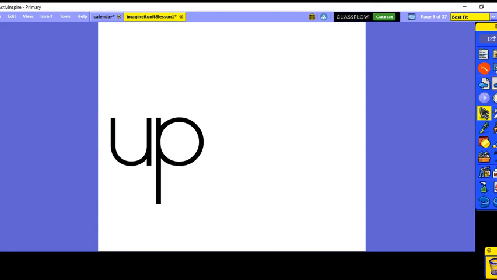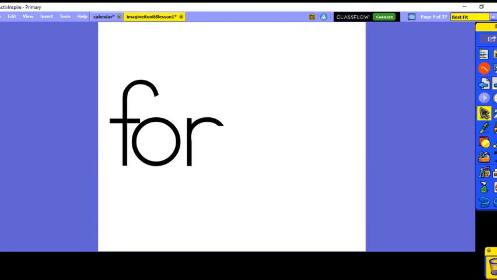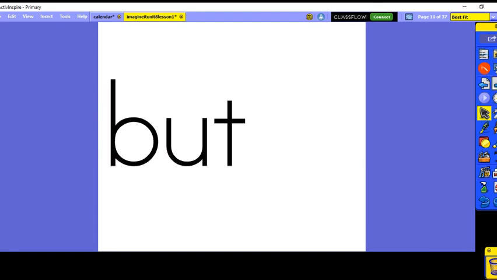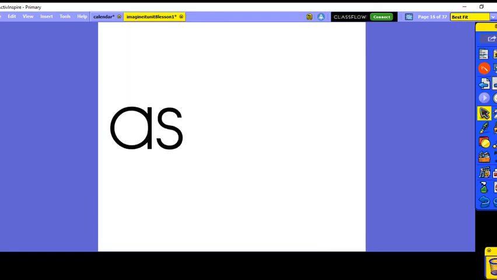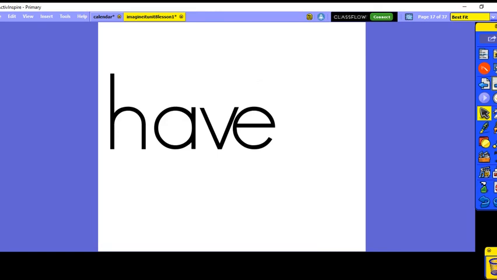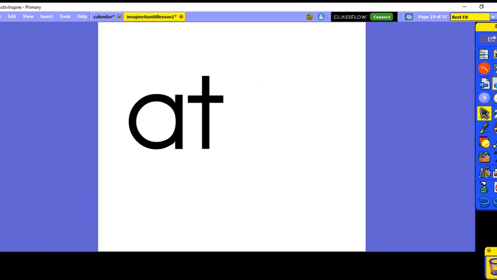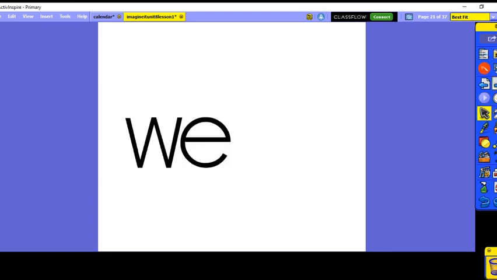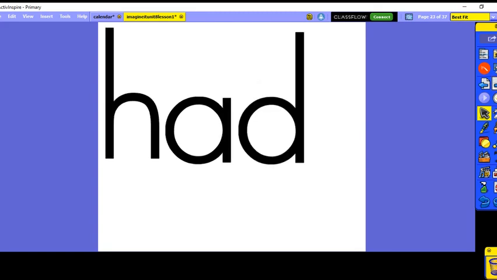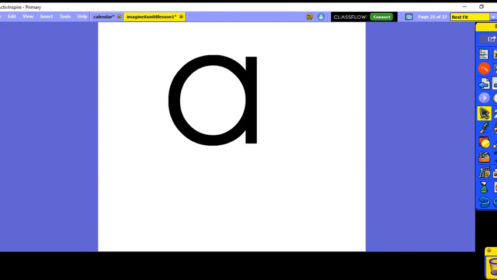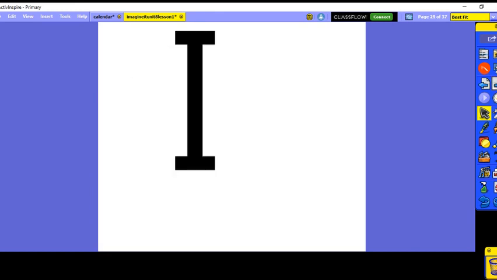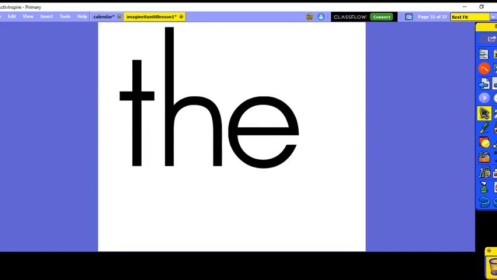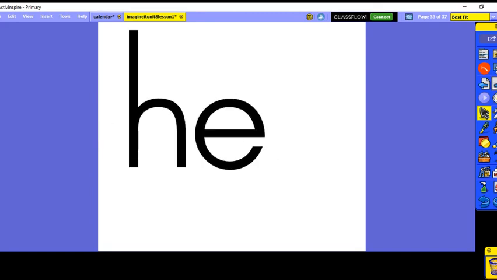Okay, now let's do some sight words. Are you ready? Up, but, on, him, can, his, as, have, to, at, am, we, of, had, you, a, in, and, go, I, has, the, see, he, and that's it.